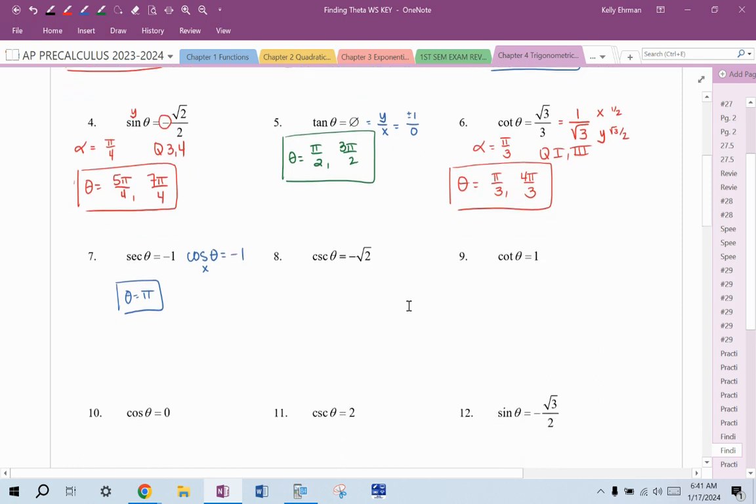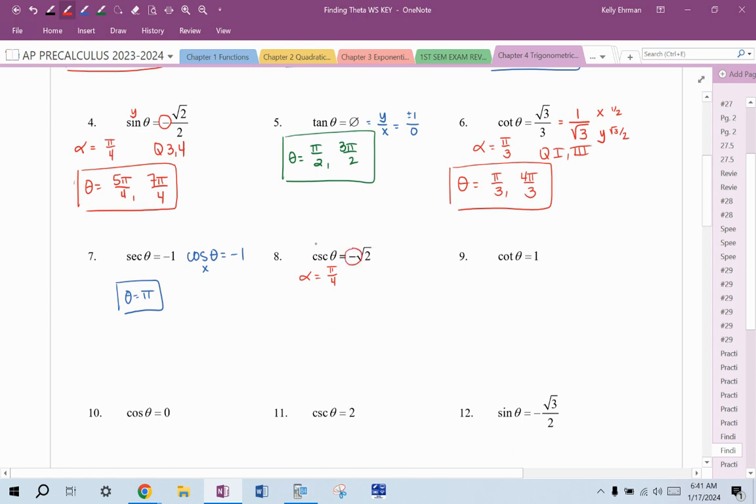Cosecant equal to negative radical 2. So again, you can flip this if you want, but with radical 2, the only angle that has radical 2 in it is pi over 4. So that's your reference angle automatically. So I don't really bother with flipping anything if radical 2 is involved.